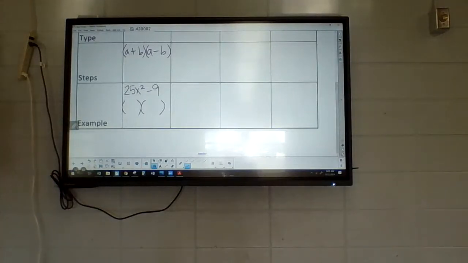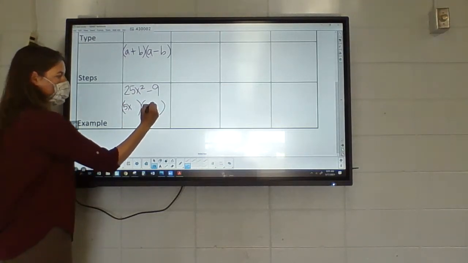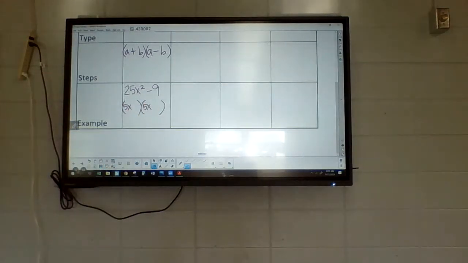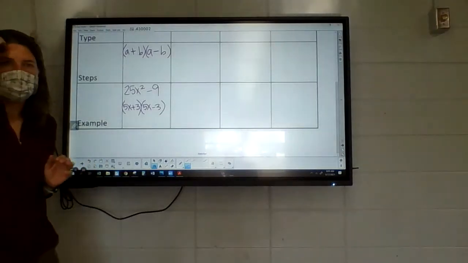But 25, what times what gives me 25? 5. And so it's going to be 5x and 5x. 5x times 5x gives me 25x to the second. And the 9 would be 3, so 3 and 3. And then I can just do plus and minus, minus and plus. It doesn't matter which one you do.